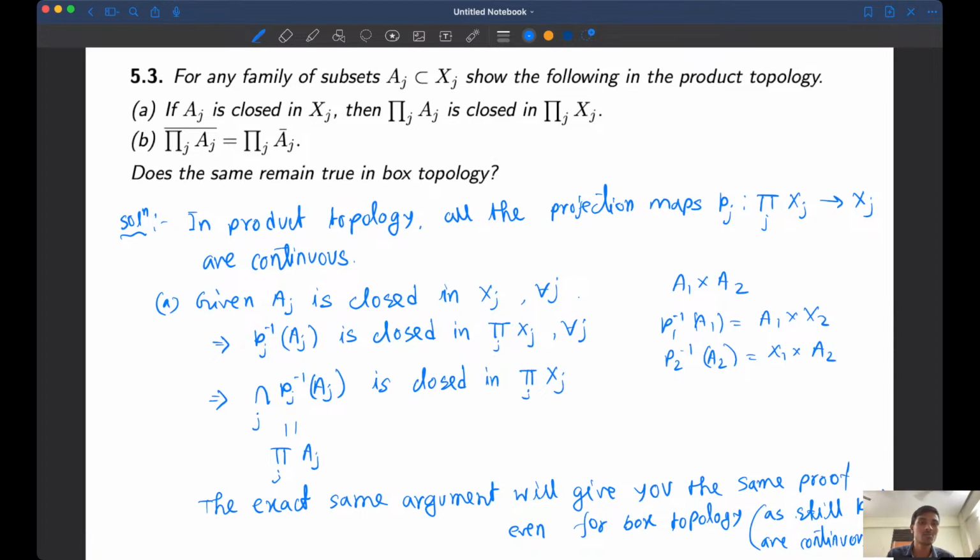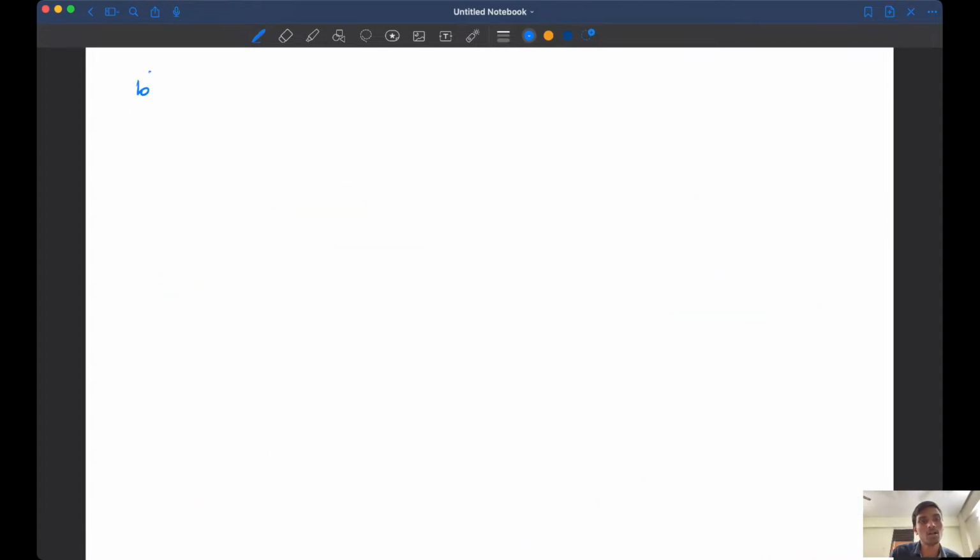For the other direction, I have to study the topologies separately, but that will also follow similarly. Okay, so let me write what I'm saying. Since a closure is closed, by part A the product of aj closure is closed.